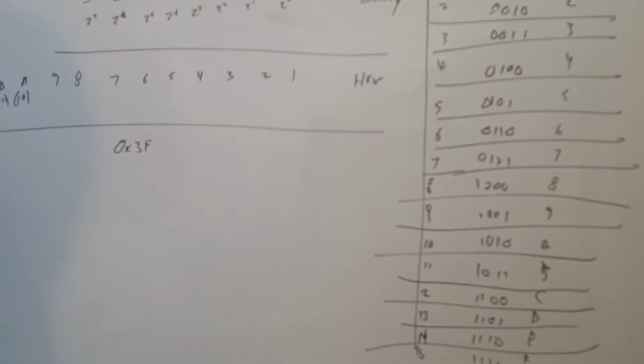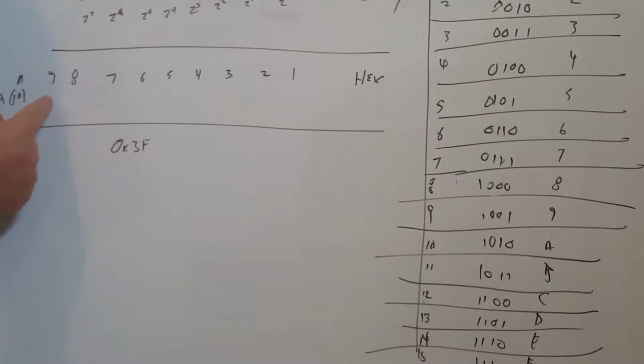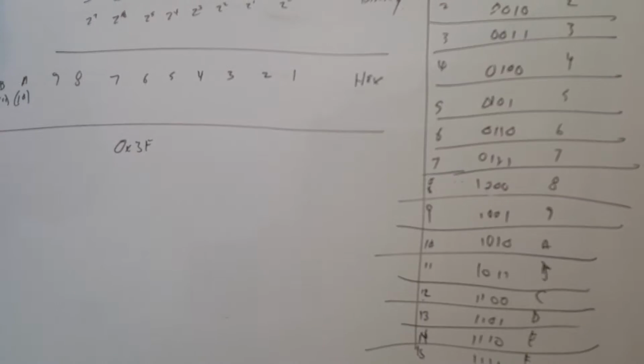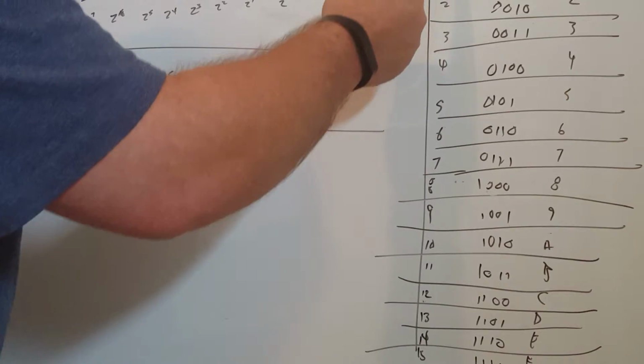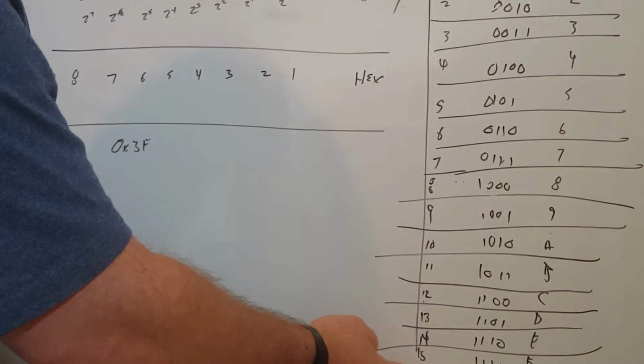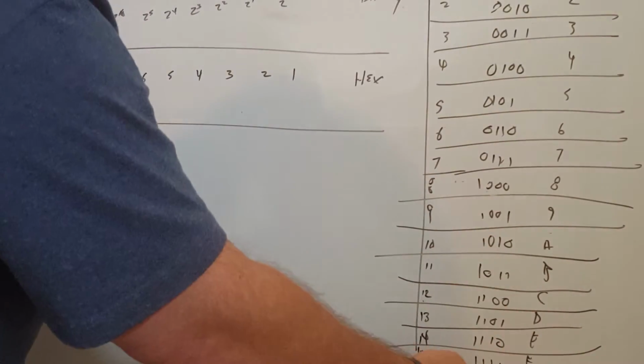Hexadecimal, you got 16 characters. 1, 2, 3, 4, 5, 6, 7, 8, 9. 10 is represented by A, 11 by B, 12 by C, 13 by D, 14 by E, and 15 by F. Over on this side, you can see a chart. Decimal: 0, 1, 2, 3, 4, 5, all the way down to 15. They're represented in hex 0 through 9, then A through F.